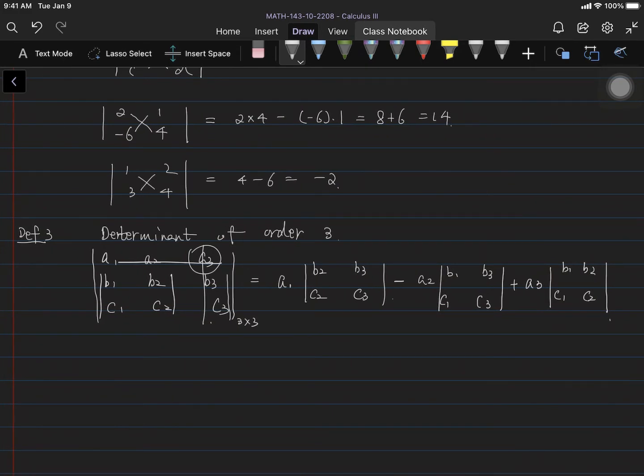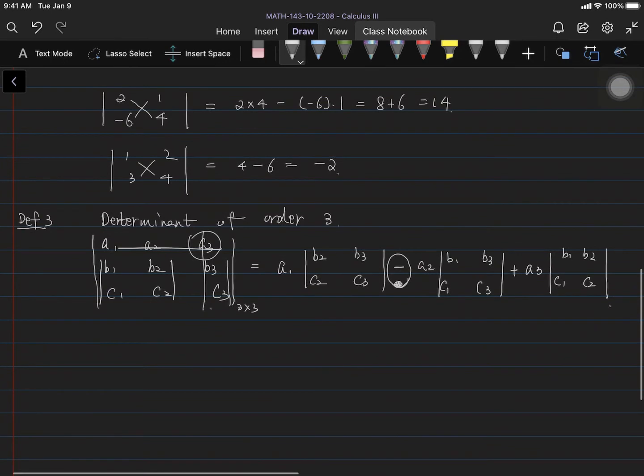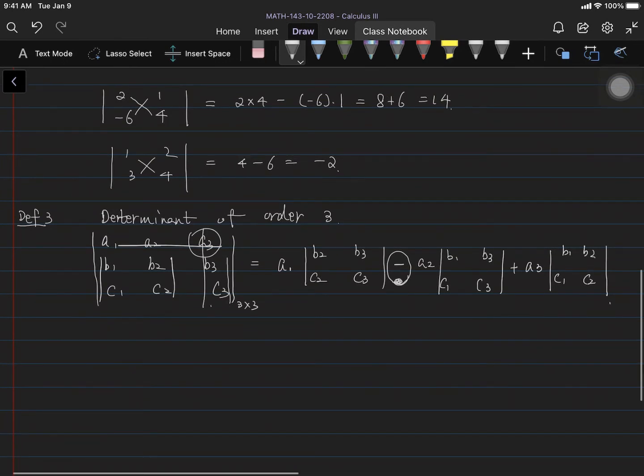And just be careful, this term is negative. The signs in front of A1 and A3 are positive. Only the sign in front of A2 is negative. Now let's take a look at an example.